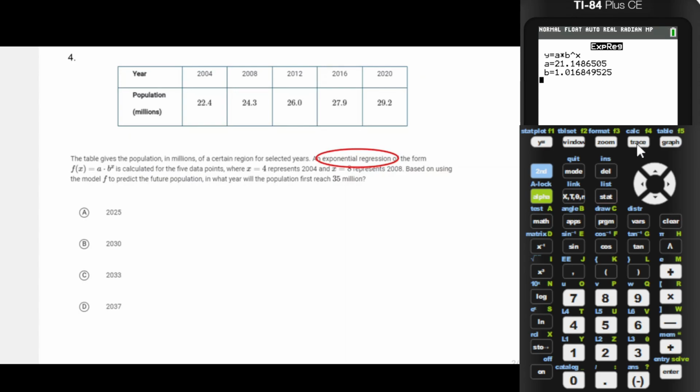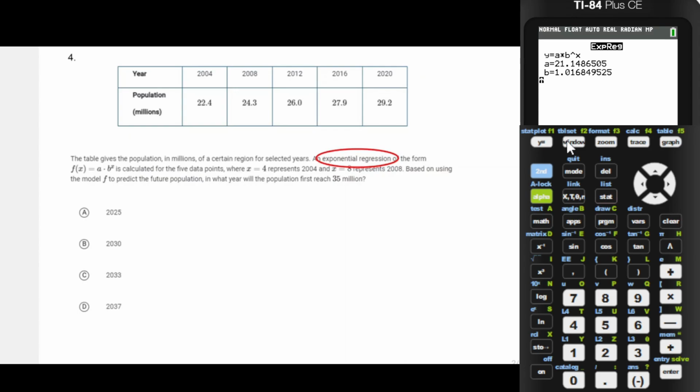Okay, so now we've got a regression equation in there, and we could graph this equation, graph y equals 35 and see where they intersect. That's an option we've got, but we also have the option to go look at the table, and that's what I'm going to do right now. I'm going to use the table.